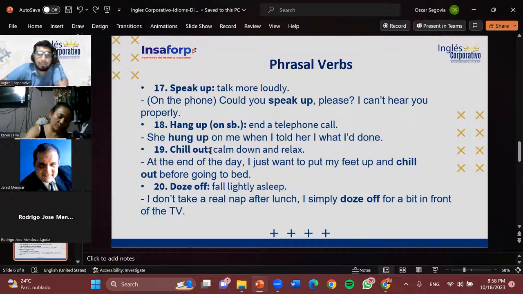And here we have the example on the phone. Could you speak up, please? I can't hear you properly. So this is the idea: I cannot understand what you're saying because you're speaking too softly.